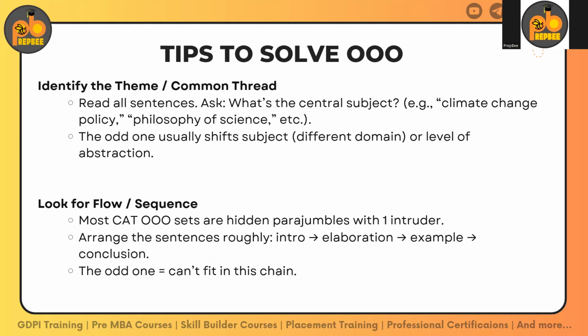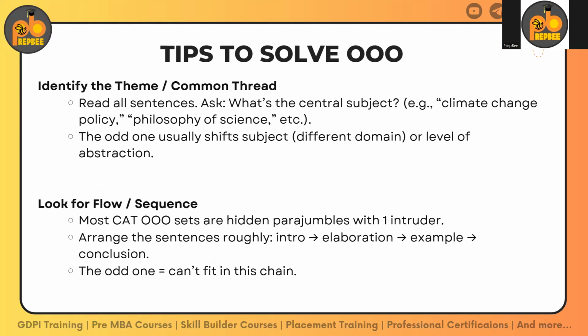Most of the CAT odd one out questions are hidden para jumbles with one intruder. If you see, there will be pairs of a few sentences. They'll be very much aligned. You can actually form a para jumble. There will be a coherent paragraph, and then there will be one intruder that does not fit into that sequence. Right? You have to identify that. You have to look for that flow.